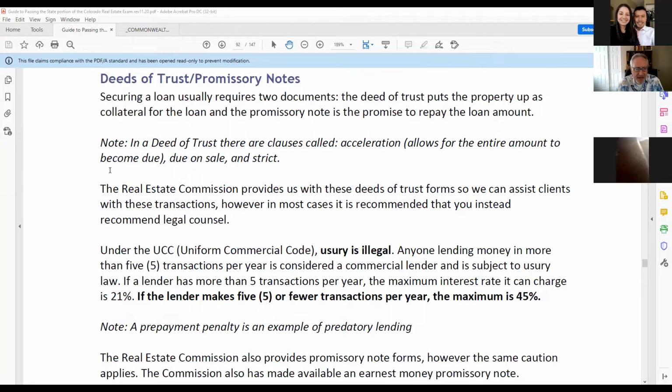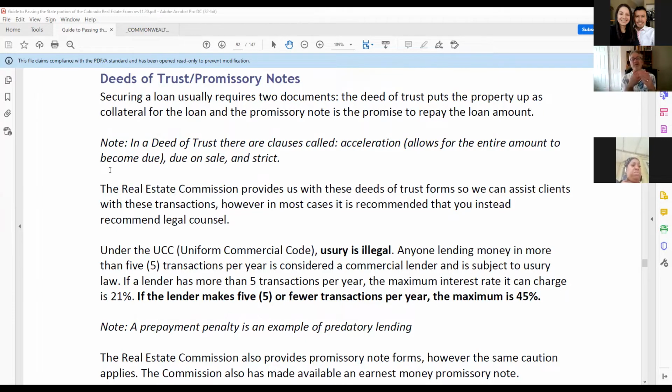Here's something we see on the exam. In a deed of trust, there are clauses called acceleration, for the entire amount to become due on sale, and strict. We cover this pretty deeply in the finance section, the national portion of the exam. So if you missed that, come visit us or go look at the recorded videos and you'll see an explanation of that. Let's see, UCC, usury.